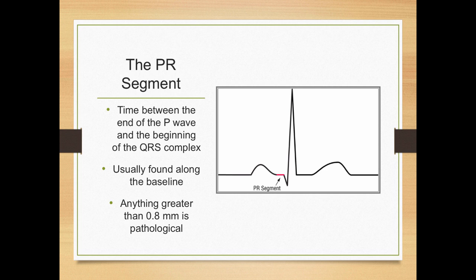Anything 1 little box above or below, 1 millimeter above or below, your book says 0.8 millimeters, but good luck measuring 0.8 millimeters on your 12 lead. So we're just going to say 1 box. Anything 1 little box above or below is like, you know what? Something's wrong. That's pathological. When we say pathological, that's something wrong. So anything greater in your PR segment above or below baseline is something wrong.